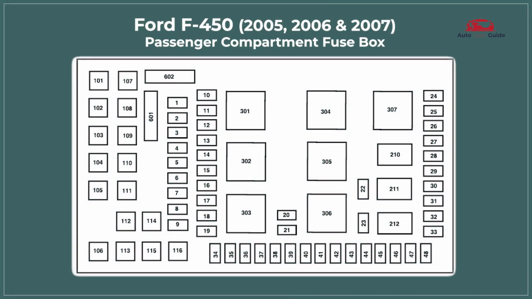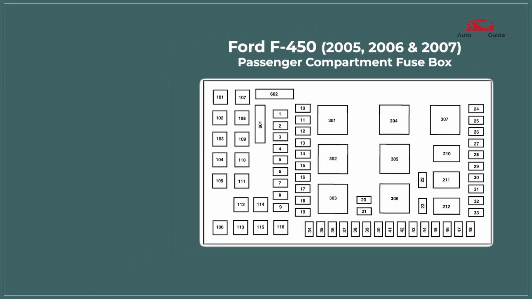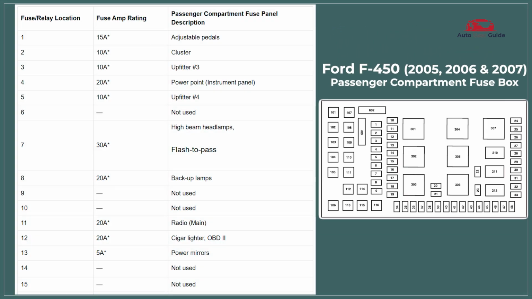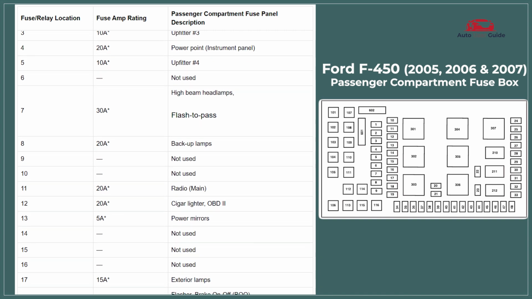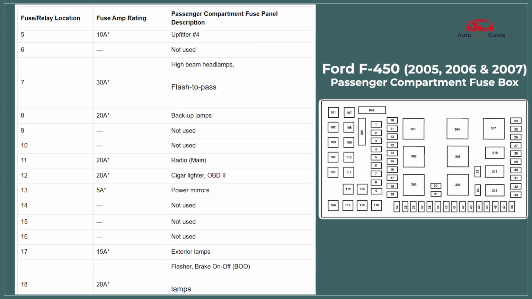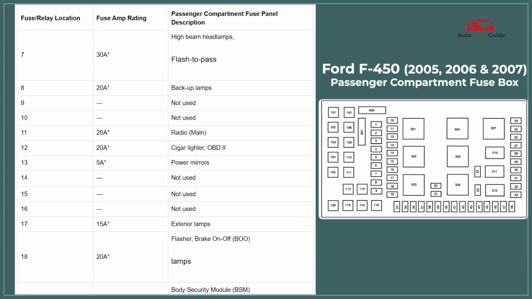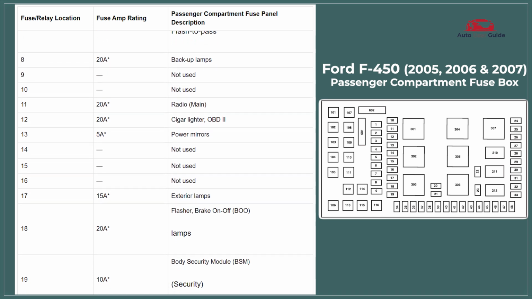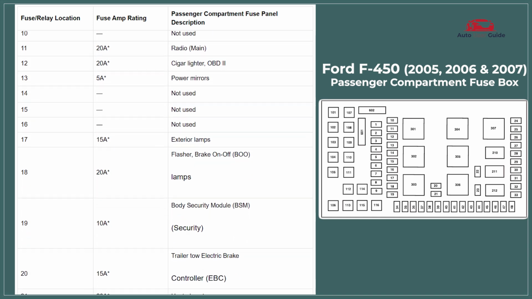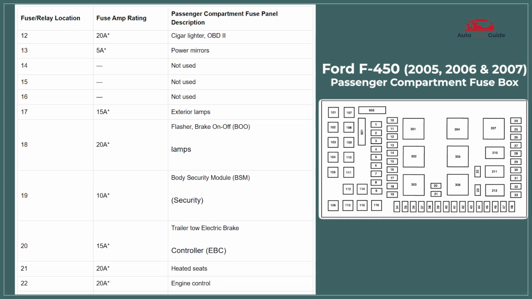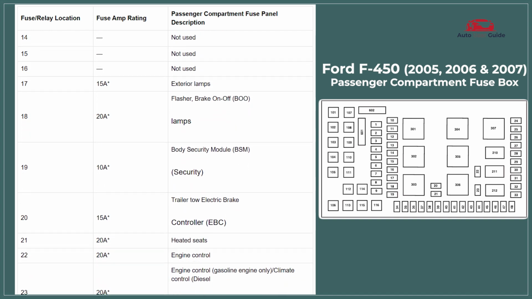The passenger compartment fuse box in the 2005 to 2007 Ford F-450 manages circuits for essential interior systems like the audio unit, climate controls, power windows, and dashboard electronics. It includes labeled fuses and relays for quick diagnostics and maintenance. The layout and functions remained largely consistent across these model years for ease of service.